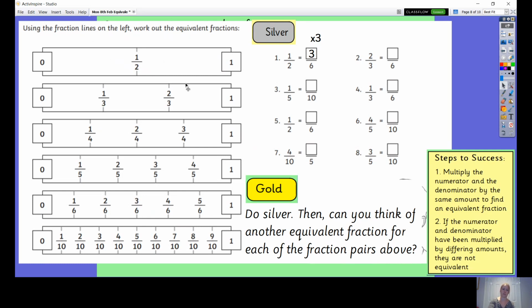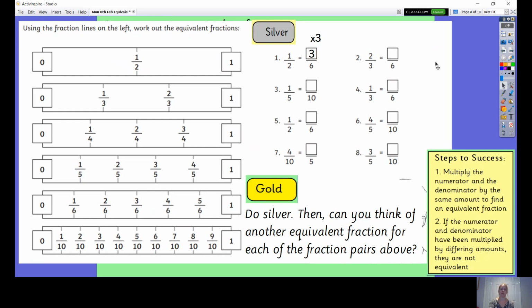You don't need to draw anything like this out. Then for gold, you need to do silver first, then you need to think of another equivalent fraction for each pair of fractions above. Okay, so do this one and then think of another one that goes with it and write equals and another one.